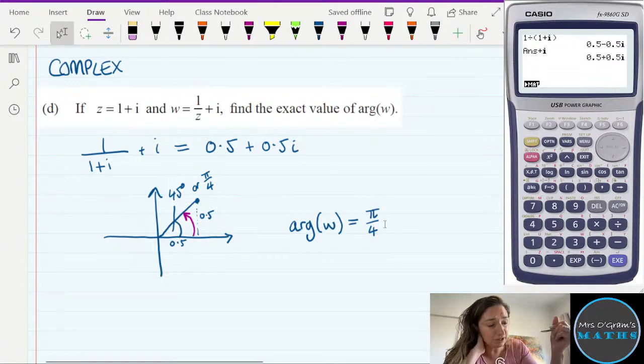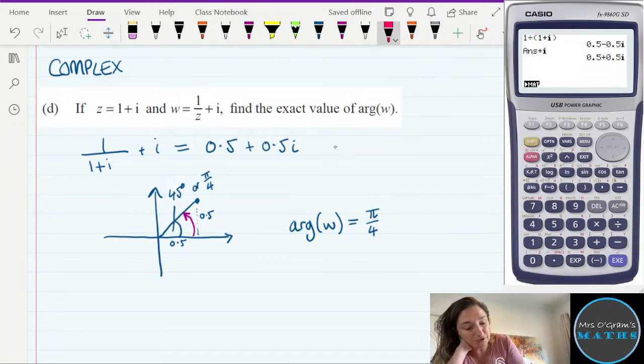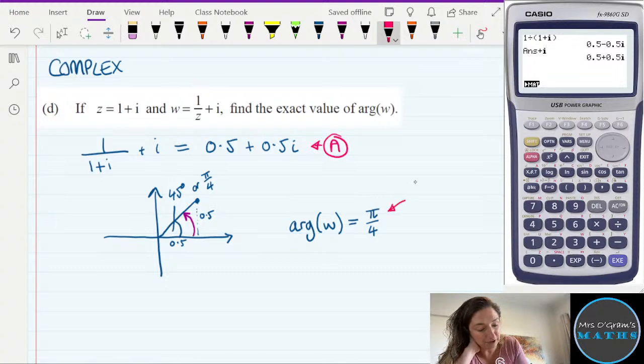I think that's a really lovely, straightforward merit question. If you get one like that in the exam, then that's a real gift. So the achieved was for getting to this point here, so subbing it in and working out what that would be. And then the merit for actually finishing it off.